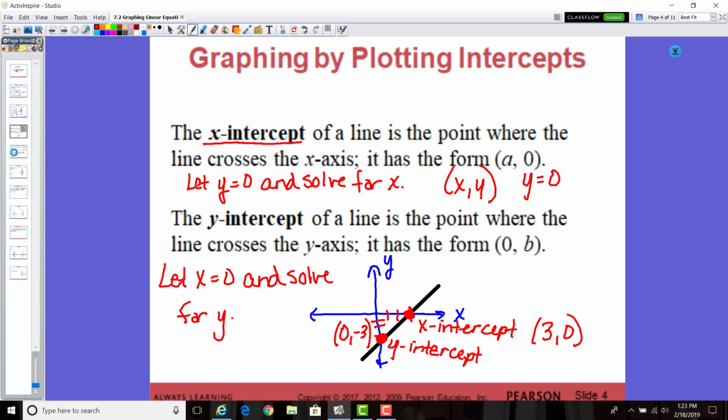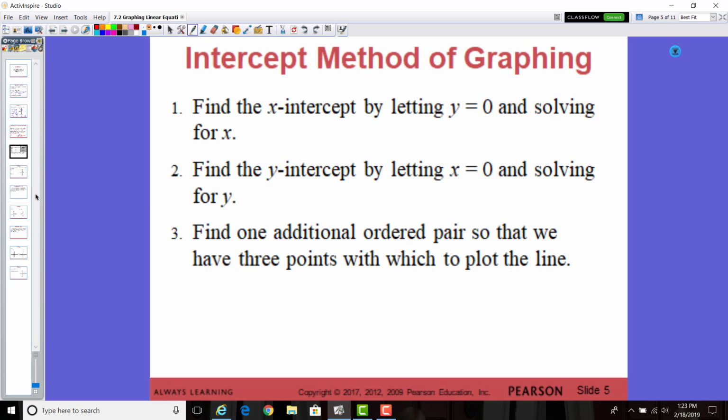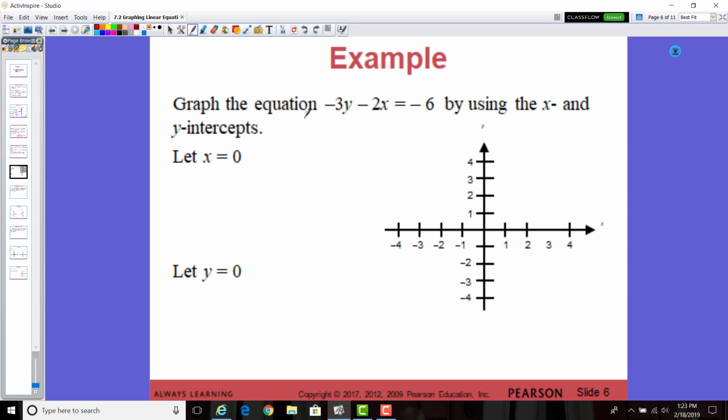Okay, so let's try one. That's what I just talked about. We're going to use the equation -3y minus 2x equals -6. We want to use the x and the y-intercept method. So an x-intercept, here's an ordered pair. This says let x equal 0. So if x is 0, we're going to figure out what y is.